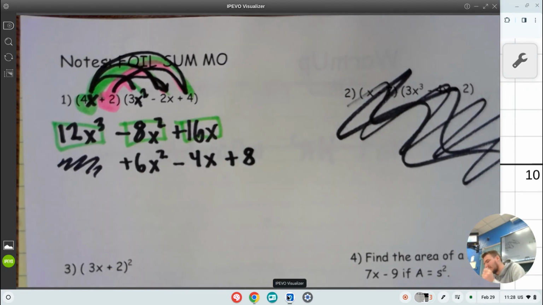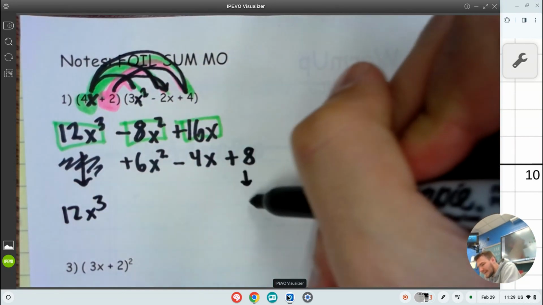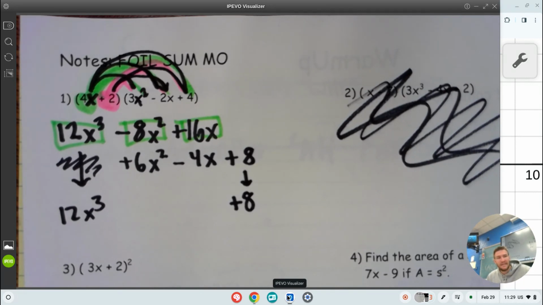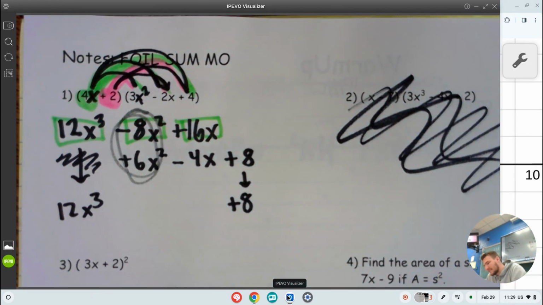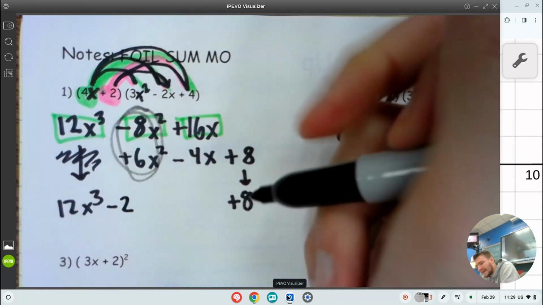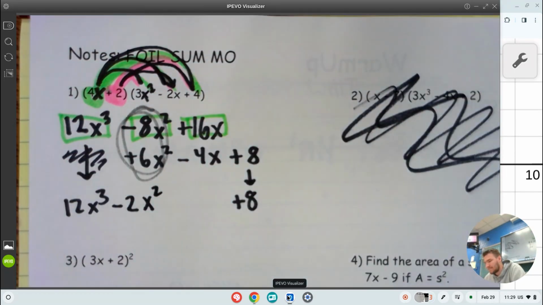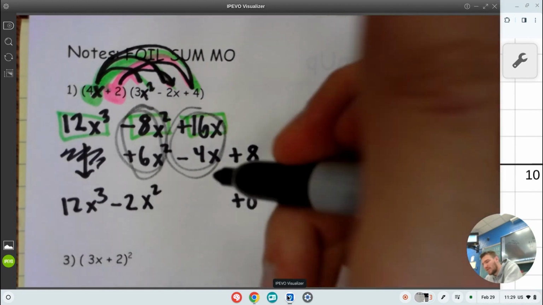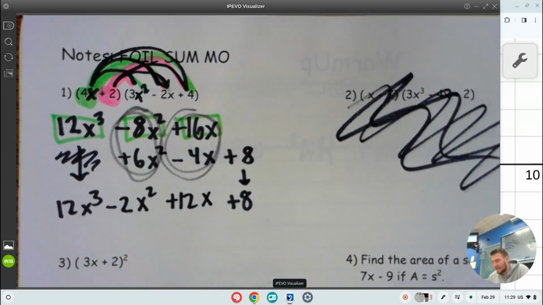So for our question, let's bring down the 12x cubed. Let's bring down the plus 8. And then let's work on these little pieces here. What is negative 8 plus 6? It is negative 2. And how many x's should be on that one? X squared. Then let's go to this piece here. 16 minus 4. 12. And how many x's are on that? Just 1.